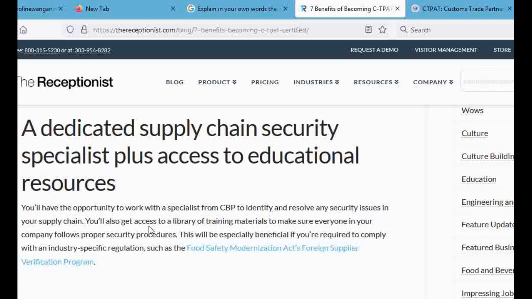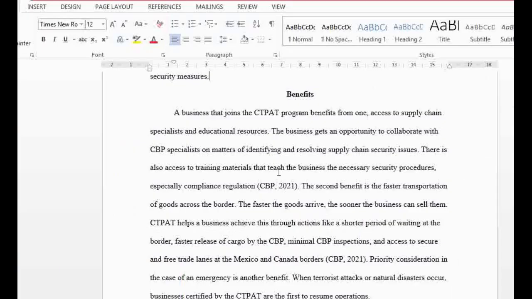You'll also get access to a library of training materials to make sure everyone in your company follows proper security procedures. So I also paraphrased that part, and I did. The business gets an opportunity to collaborate with CBP specialists on matters of identifying and resolving supply chain security issues. So guys, as you can see, I got nothing from my head. I just paraphrased that. Then guys, I want you to see how I'm connecting my sentences to make sure there's a smooth flow.